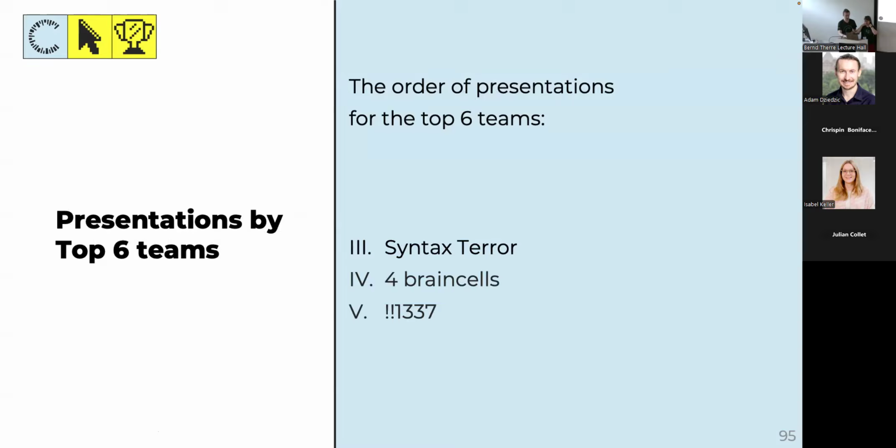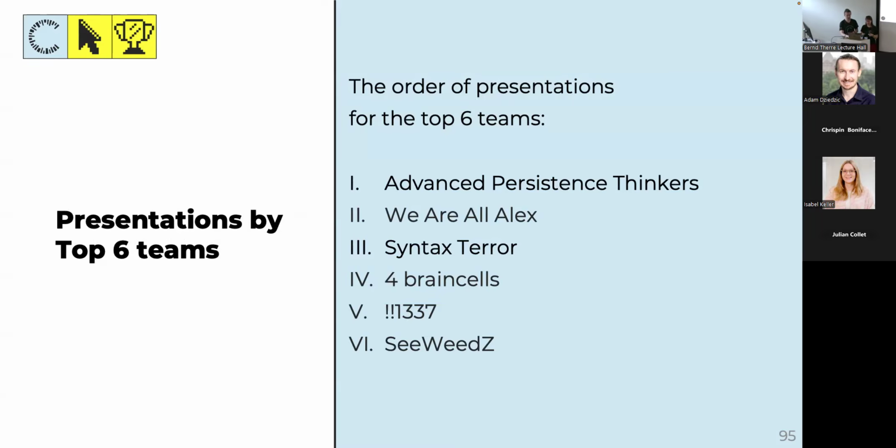So as usual, each team has 6 minutes. So we recommend 2 minutes per task. I will indicate, as always, 2, 4, and then there will be the timer ringing. So we first invite to the stage Advanced Persistent Thinkers.